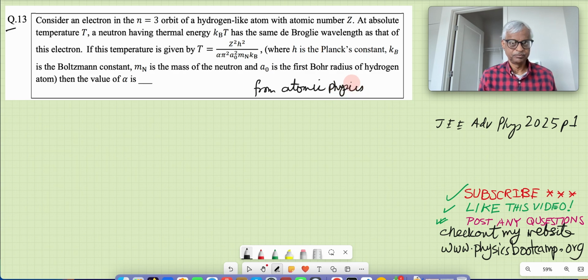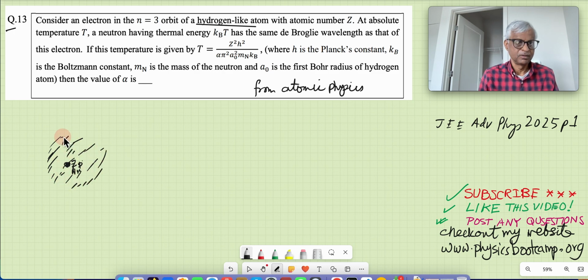Okay, so let's read this question. We have an electron in the n equals 3 orbit of a hydrogen-like atom with atomic number Z. So basically we have Z protons over here and some neutrons, let's say N neutrons, and we have Z electrons going around it. So Z electrons around it, and you look at one of the electrons.